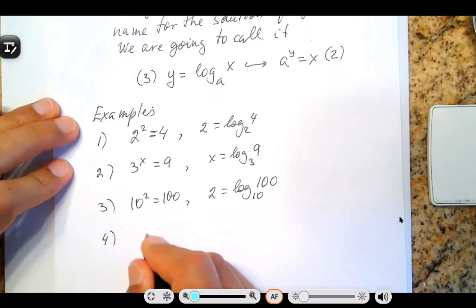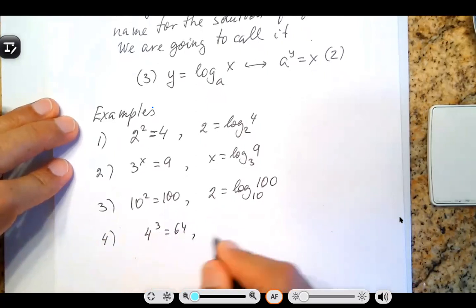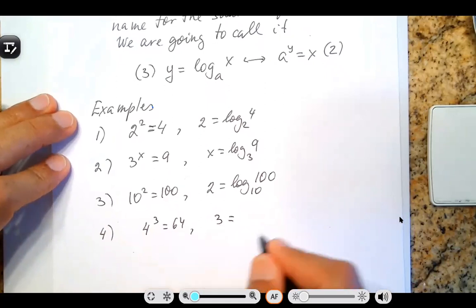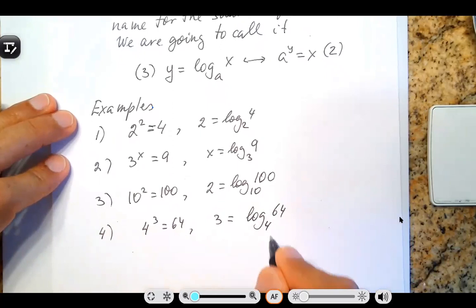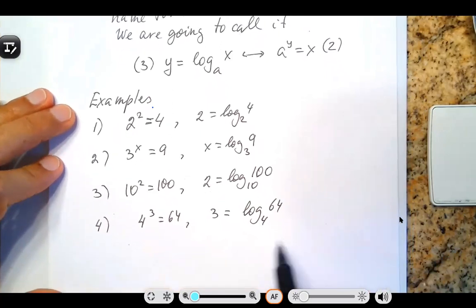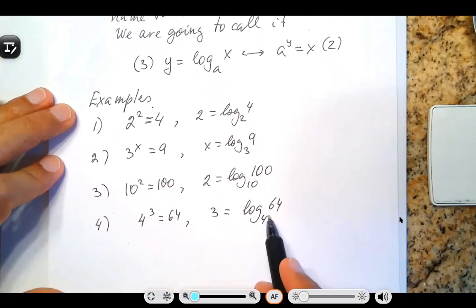4 to the third power equals 64. That means 3 equals logarithm 64 base 4. So what does the logarithm mean? The logarithm means to which power. This is a base, by the way.